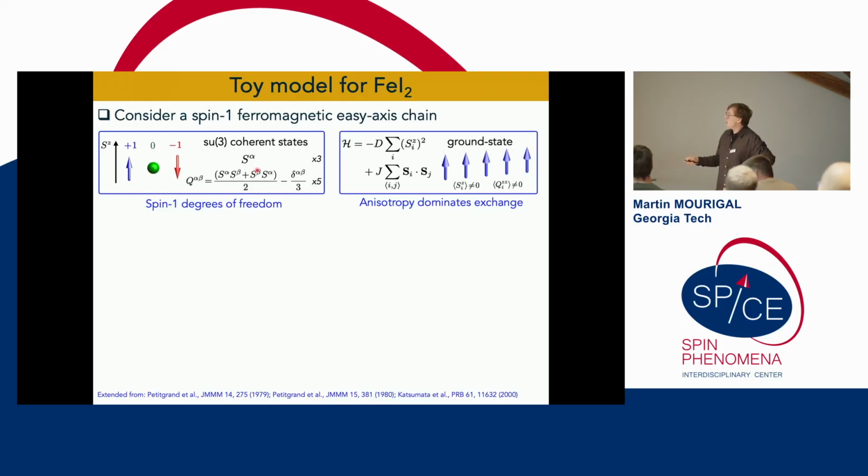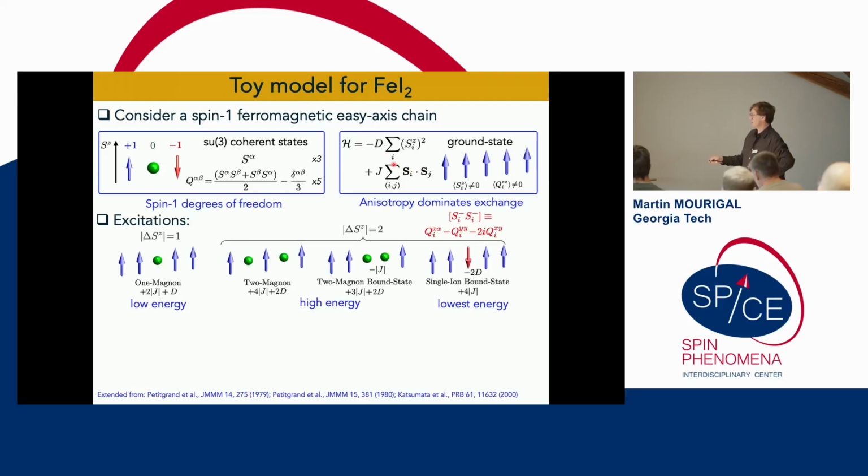So if you want to describe the fluctuation of the spin 1, you need to involve not only dipolar fluctuations, but also quadrupolar fluctuations, because you can go from spin SZ plus 1 to spin SZ minus 1. So there are many different ways you can do this. One way is to write a coherent state of SU(3) to describe the local physics. And then the Hamiltonian is essentially a single ion anisotropy that dominates the system and some exchange. Okay, so that's the physics of the system.